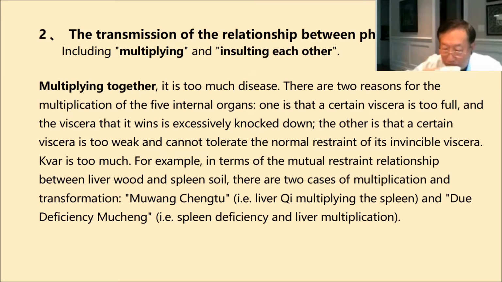Transmission of the relationship between restraint, including multiplying and insulting. Multiplying is too much disease. There are two reasons for the multiplication of the five internal organs. One is that a certain viscera is too full and the viscera that it restrains is excessively overwhelmed. The other is that a certain viscera is too weak and cannot tolerate the normal restraint of its dominating viscera.